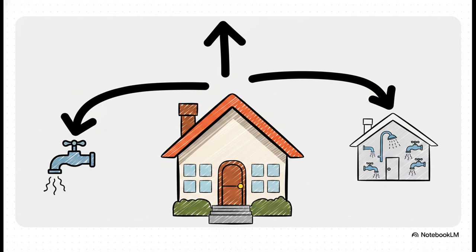So I want you to go around your house and test a few different fixtures. The kitchen sink, a bathroom faucet, the shower. Is the problem just in one spot, or is it literally everywhere? Your answer tells us exactly which path to go down next.